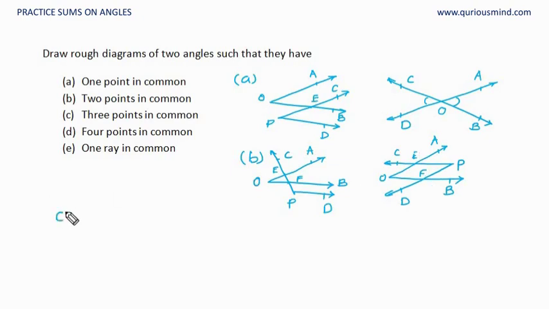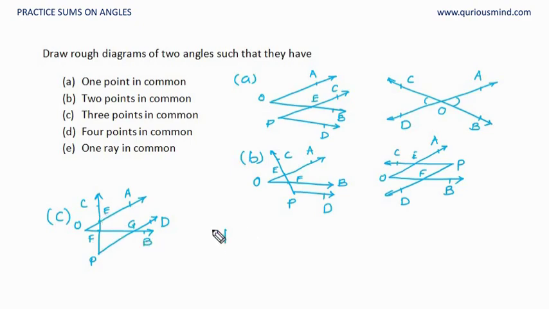Let's do the third one. In the third one, again I will have one angle. So I have AOB and CPD. Here DP and AO are parallel, so they are not going to cut each other. But CP is cutting AO and OB, so point E and F, and DP is cutting ray OB at point G. So we have 3 points in common and not more than 3, only 3. So that's the third one.